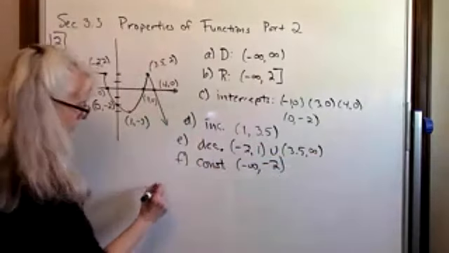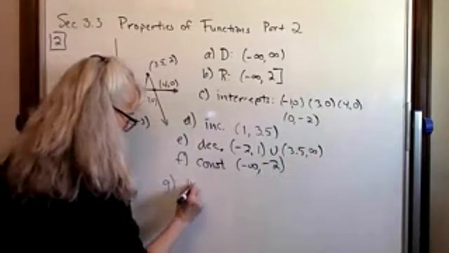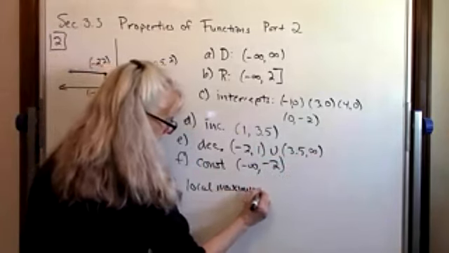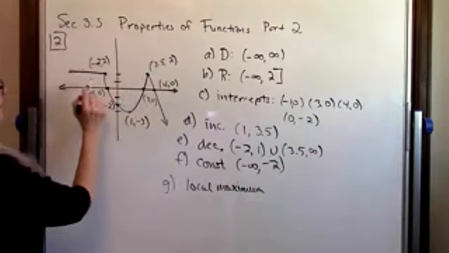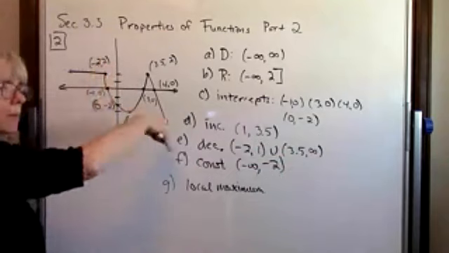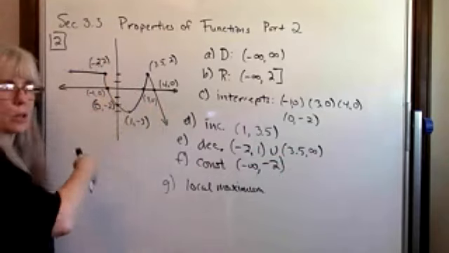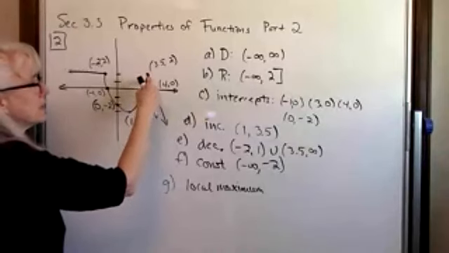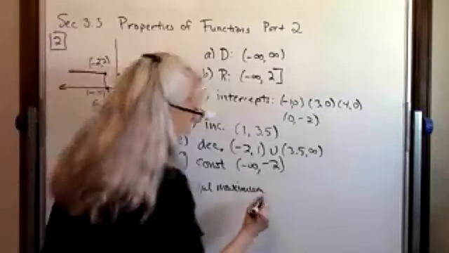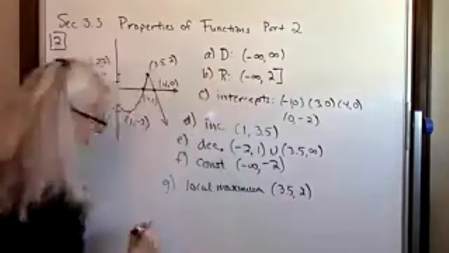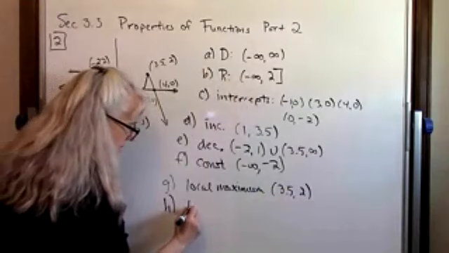We then have a local maximum. This is not a maximum over here because it doesn't go down on the other side. So it's not the top of a hill, like a bluff, right? You didn't go up to get there. But we do have a maximum here because we're increasing on one side, decreasing on the other side. So we have a local maximum right there at 3.5, 2.